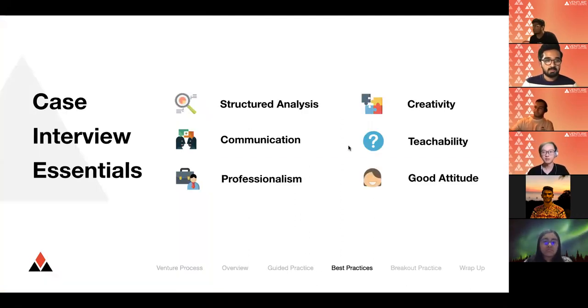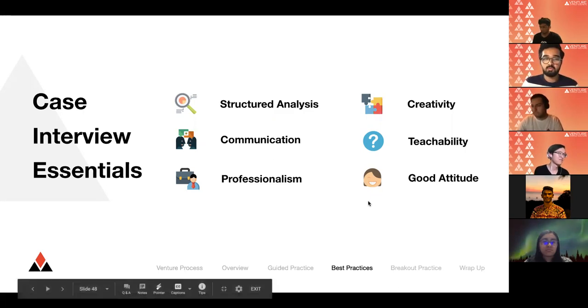So again, just to quickly restate our case interview essentials: structured analysis, super important; communication, important; professionalism and having your stuff together is really important; being creative and having fun; having a good attitude and being teachable, right? All of these things really come to the fore, and they'll make a big difference whenever you're actually in the case.